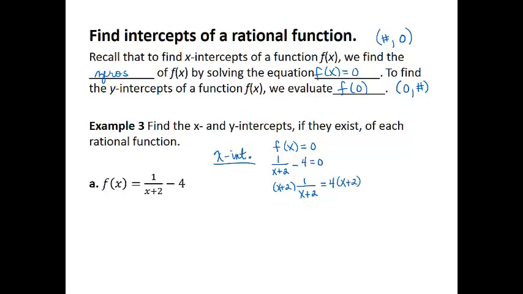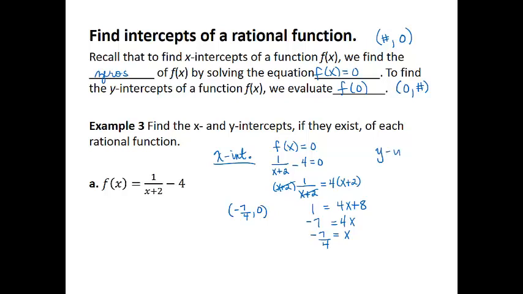On the left, that common factor of x plus 2 divides out, leaving just 1, equals on the right 4x plus 8. Now subtract 8 from each side to get negative 7 equals 4x. Therefore, x equals negative 7 fourths. So the x-intercept of this graph of the function would be (negative 7 fourths, 0).